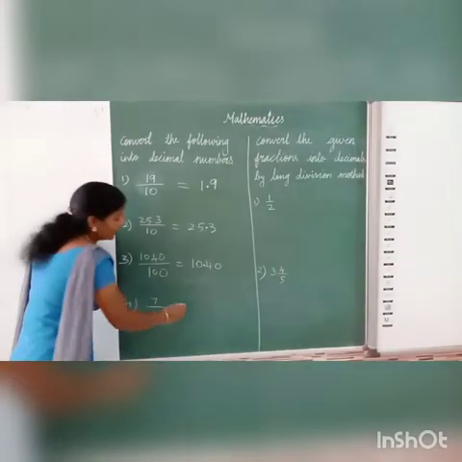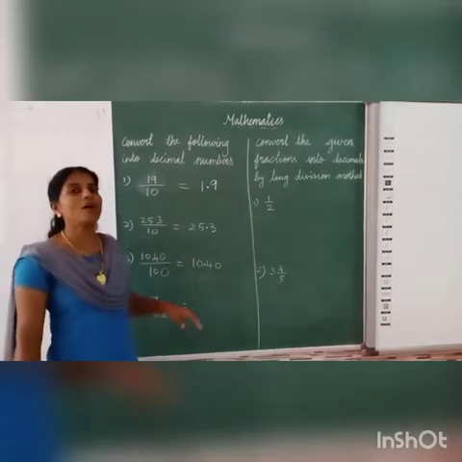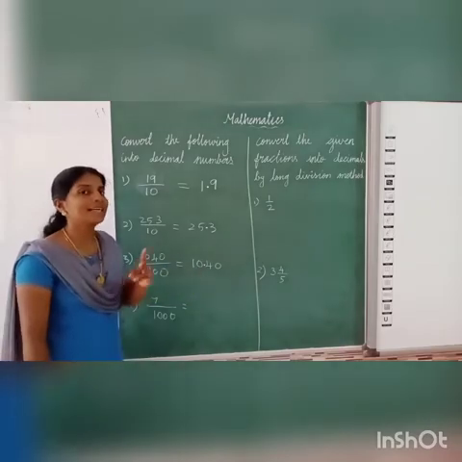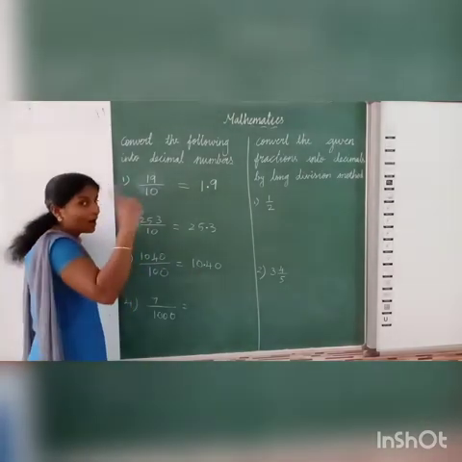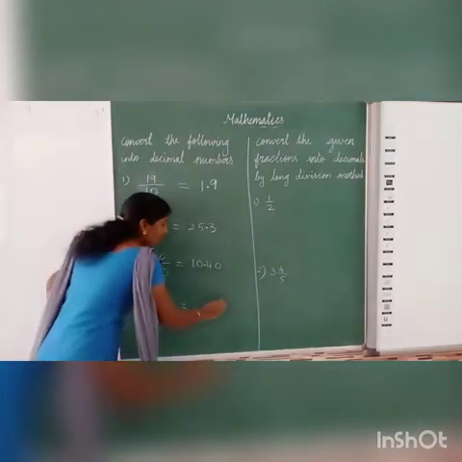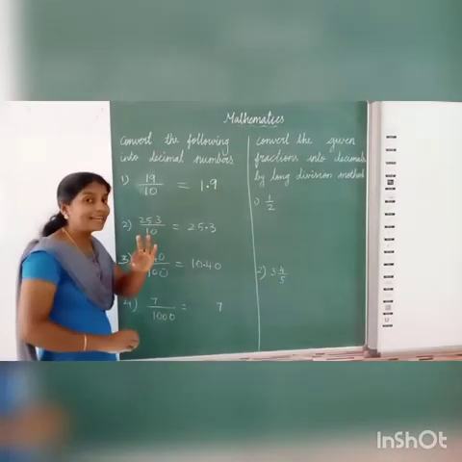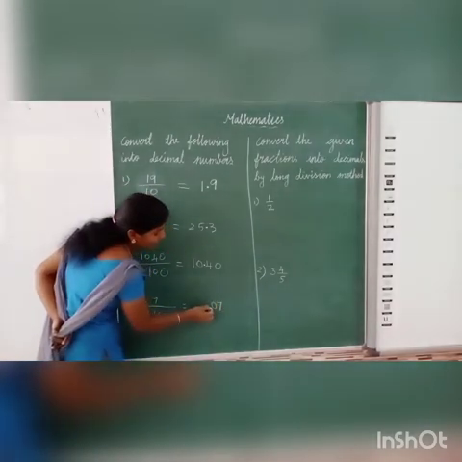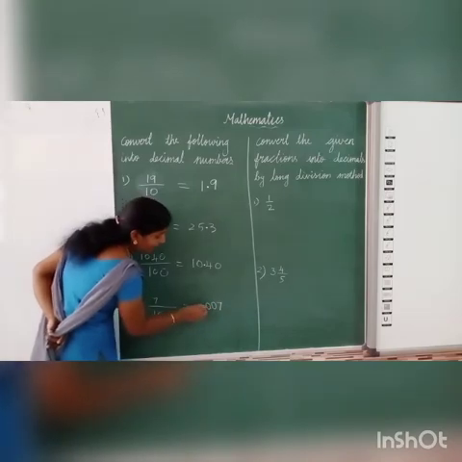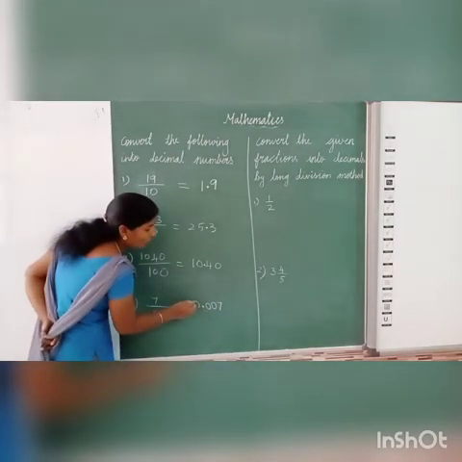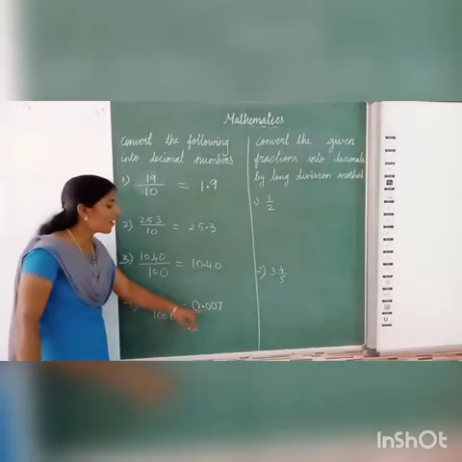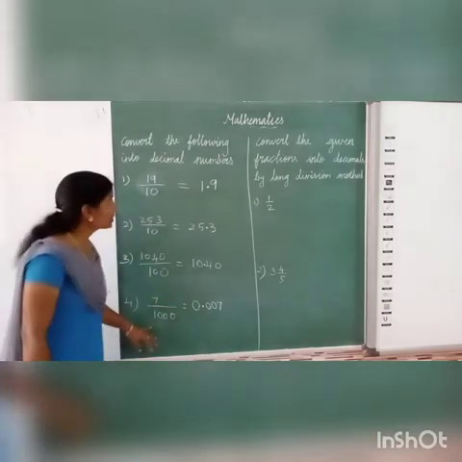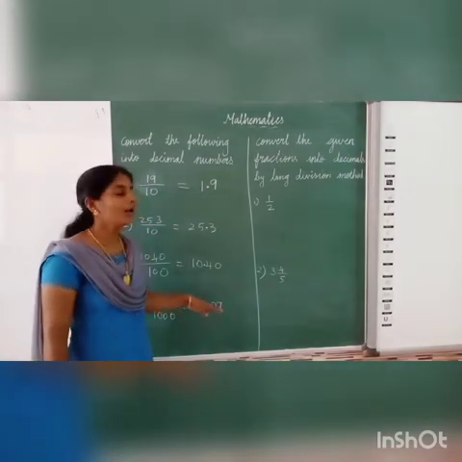Okay, 10.40. Now the fourth one, 7 by 1000. Here after 1 we have 3 zeros, isn't it? 3 zeros means after the decimal point we need 3 digits. We have only one digit in the numerator, so we can add 2 more zeros: 0, 0, 7. Then we put the decimal point, then add one more zero. So what's the answer? 0.007 is the decimal number. This was the fraction form, and now we have converted it into a decimal number.